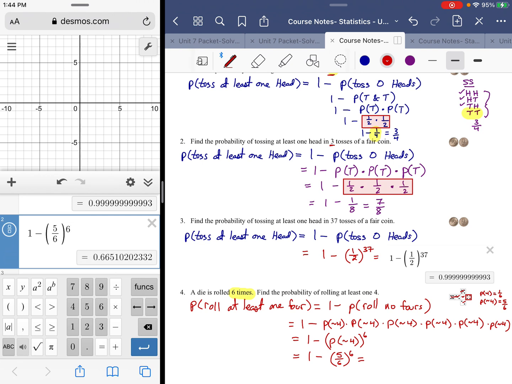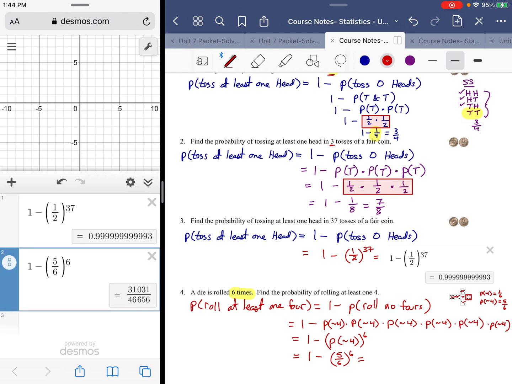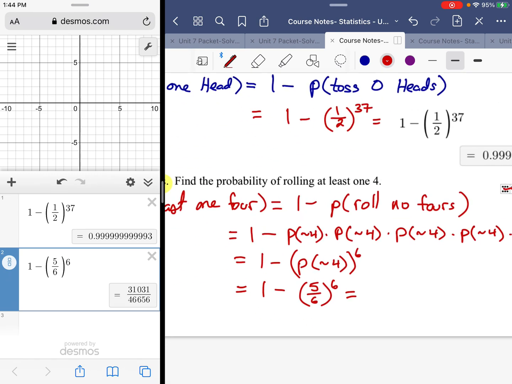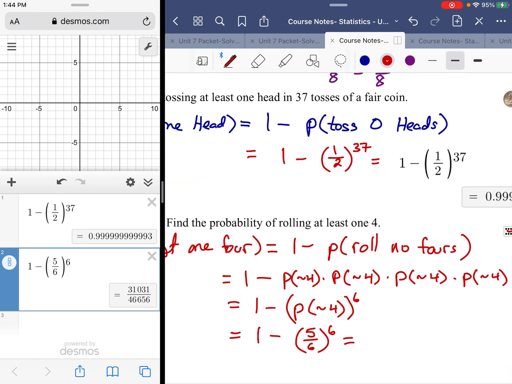Now you see here, you could go decimal form, but it also gave us the option to put it in fraction form. So I'm going to do that. I'm going to tap on that little fraction icon, because now I don't feel so bad about writing the answer. I don't have to worry about the screenshot. I just write this, 31031 over 46656.